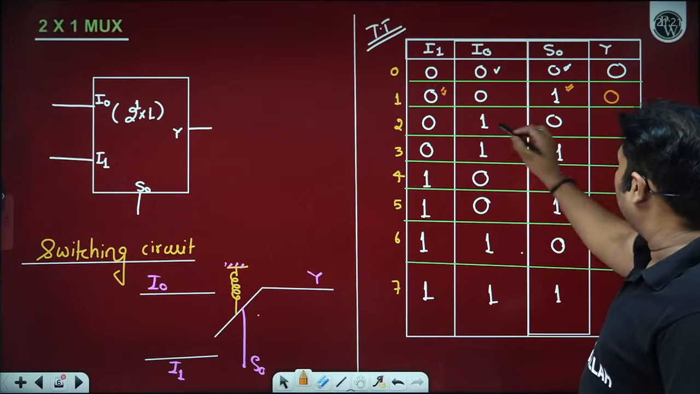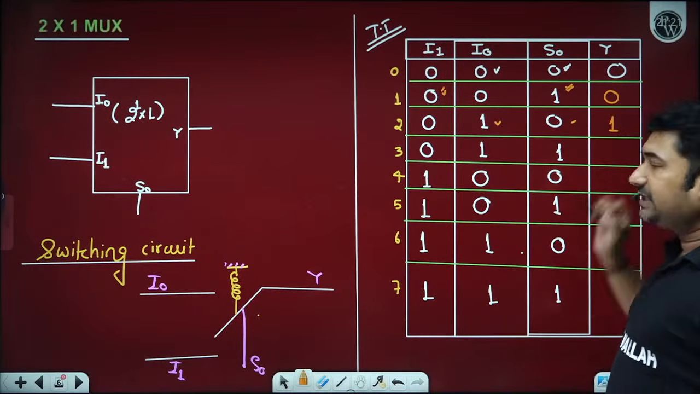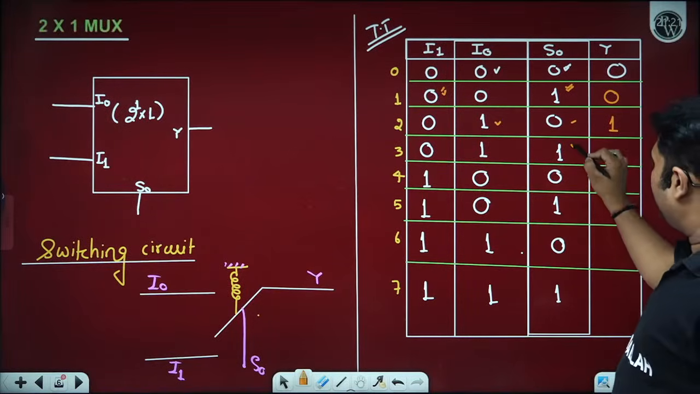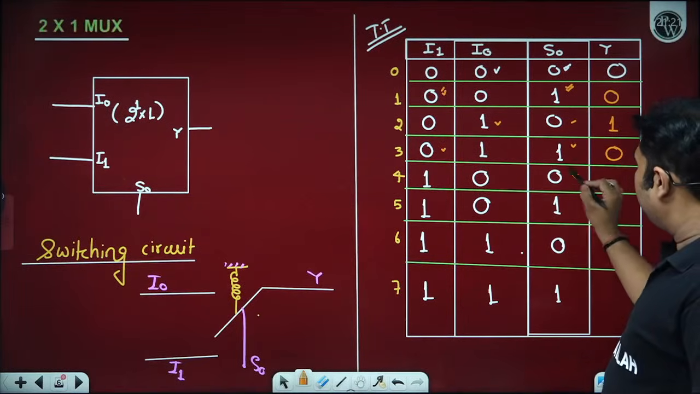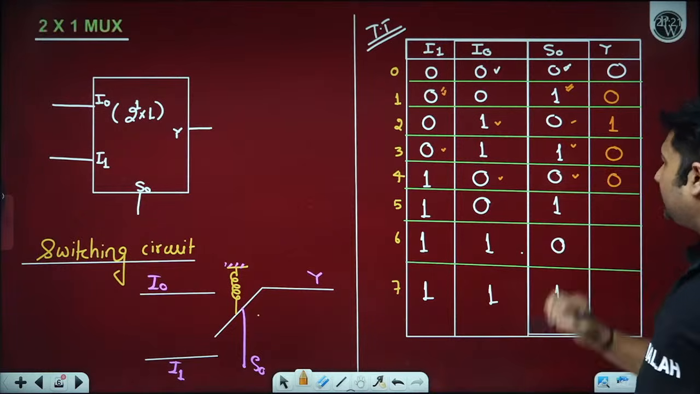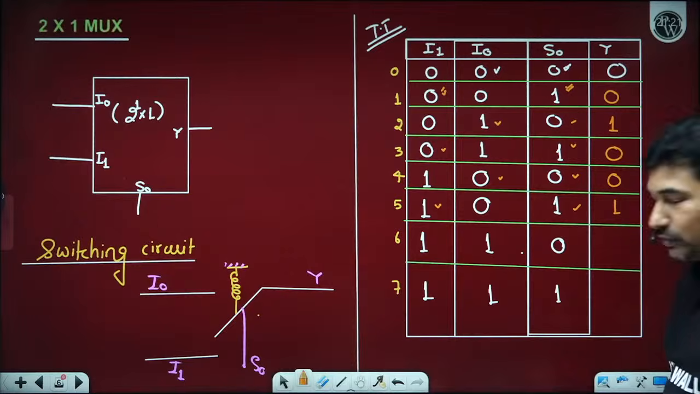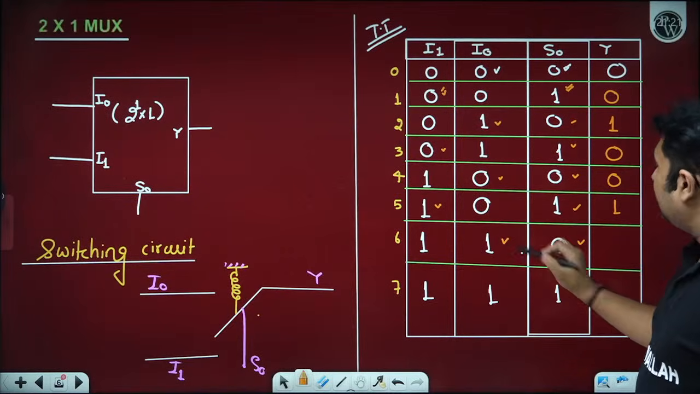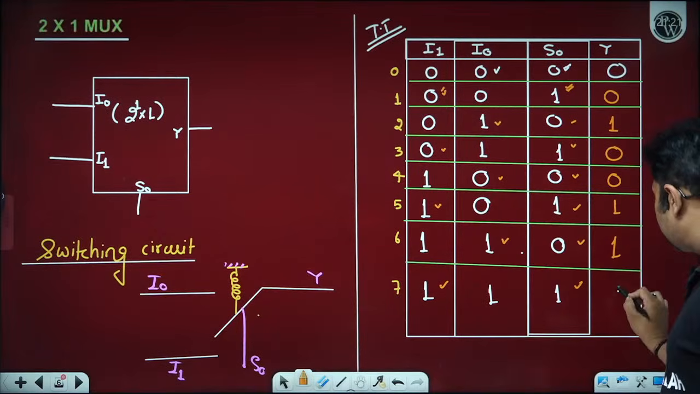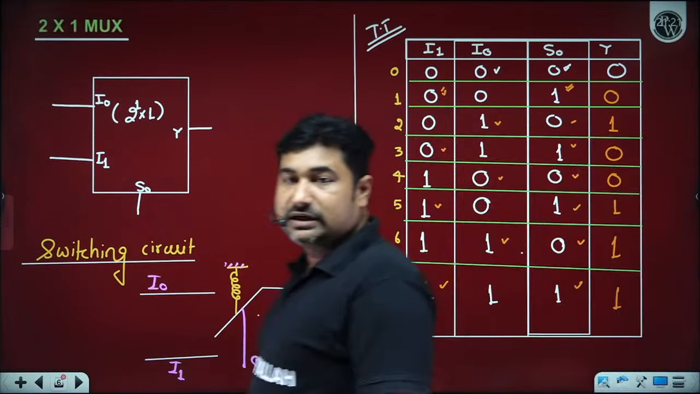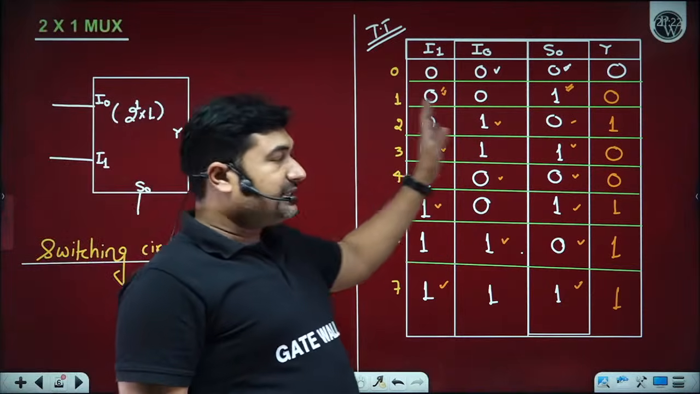In the same way, for 0, I0 information is transferred to output Y. For 1, I1 information is transferred to output Y. This pattern repeats for each pair of rows. How many of you are able to understand? Great, sir. So it's very easy.